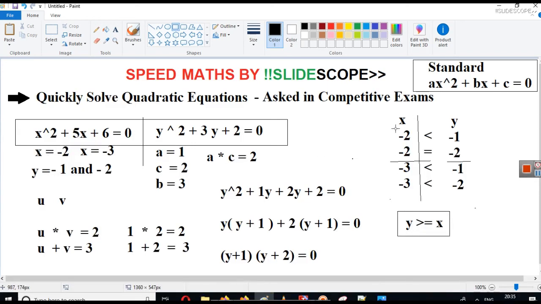So for x, values are minus 2 or minus 3. For y, values are minus 1 or minus 2. Then for every value of x, compare every value of y, and you will get something like this. So on one side write all values of x, on other side write all values of y, and then compare them. So first write the first value of x, then write second value of x. With first value of x, compare both values of y. With second value of x, compare both values of y.